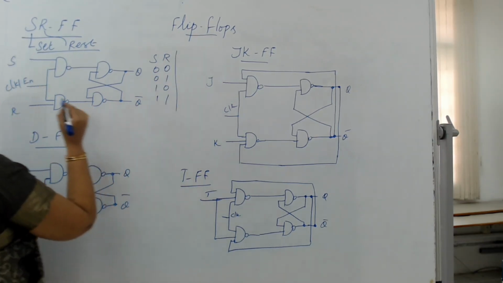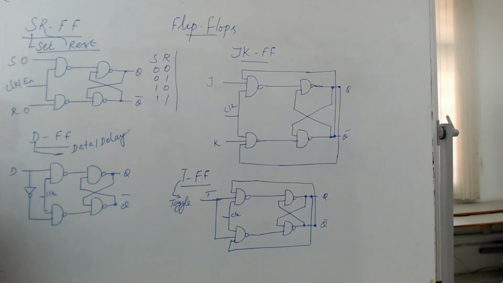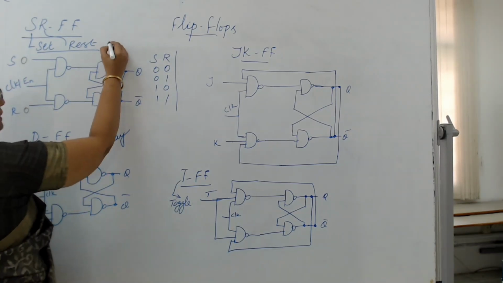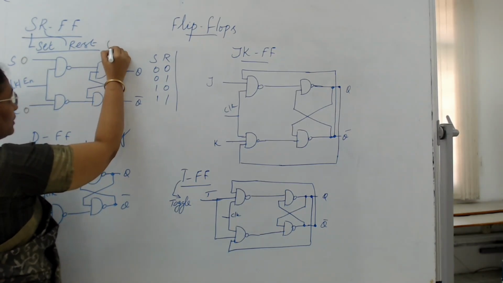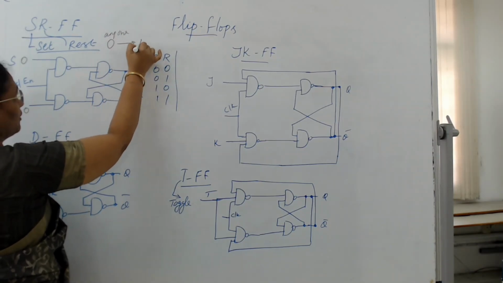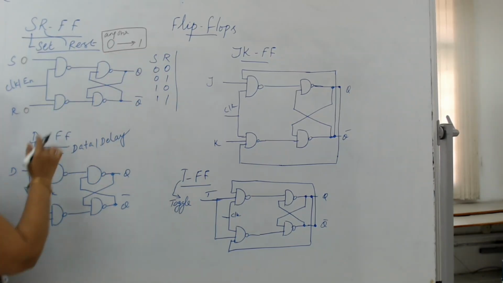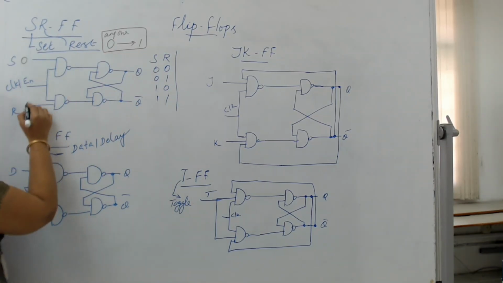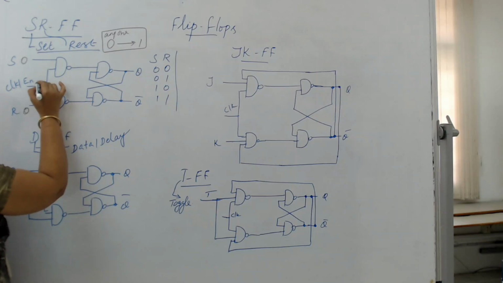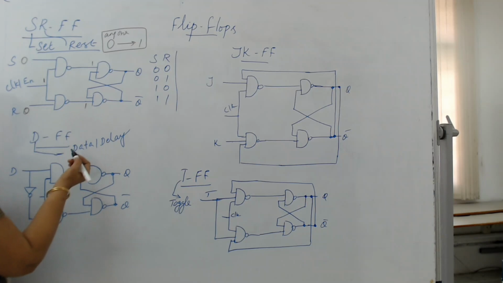In that case, see the first case. If both inputs S and R are 0, 0, we know the NAND gate property: if any one input is 0, then the output will be 1. This is important in the case of this flip-flop using NAND gates. So here both inputs are 0, 0. Independent of the clock signal, here the clock signal is 1, the outputs will be 1, 1 here.